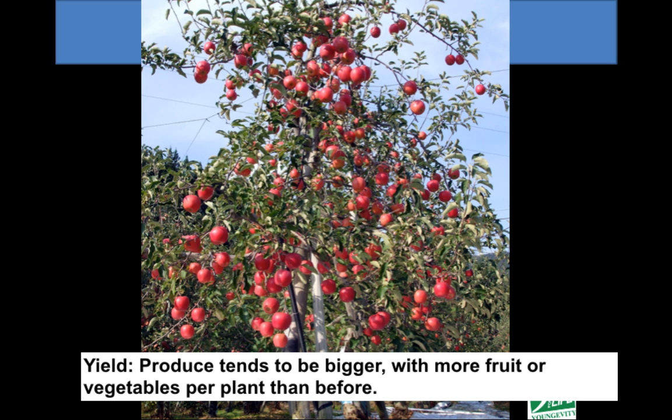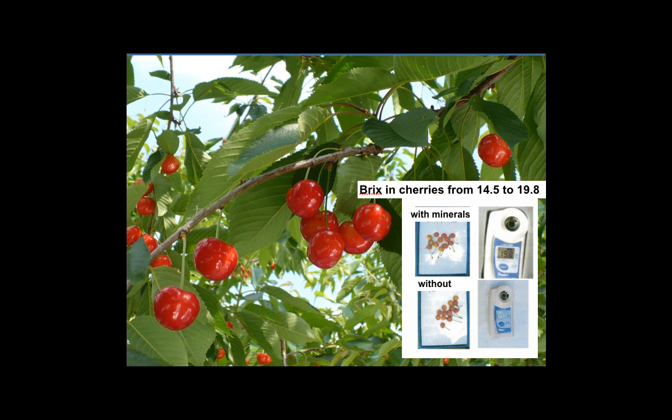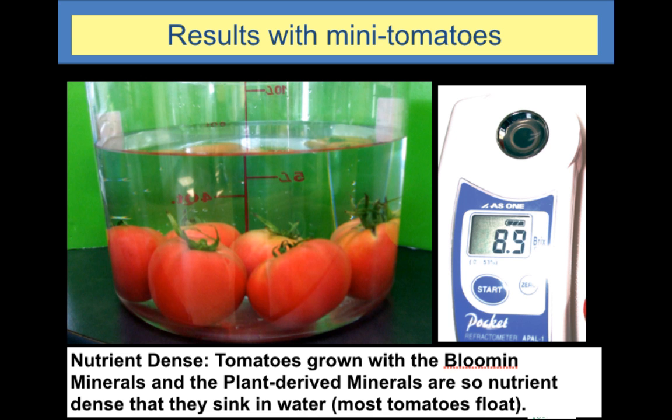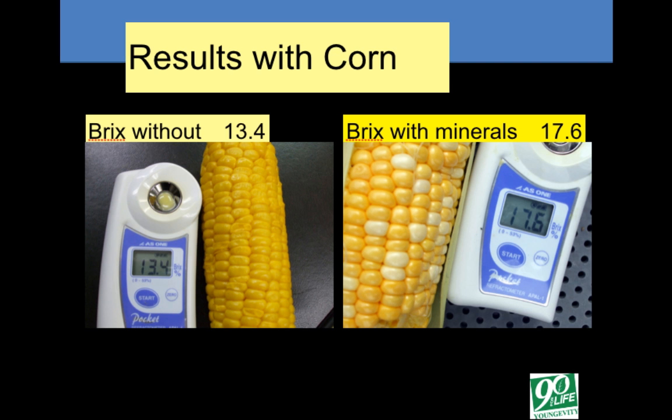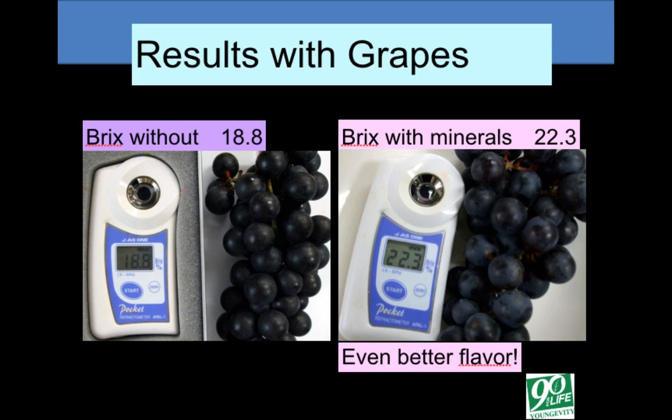We also see an increase in yield, on average about a 20% increase in yield. Here are some examples of the brix reading, which is the reading of sweetness, with cherries from 14.5 to 19.8. Tomatoes, we just talked about. Corn from a 13 to a 17.6. Grapes from an 18.8 to a 22.3.